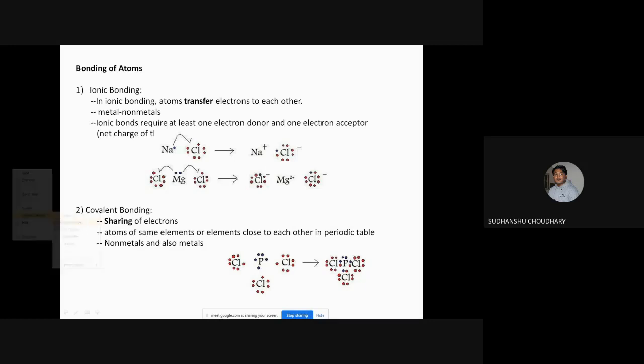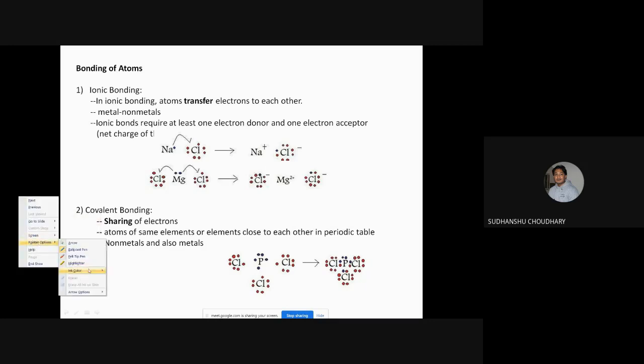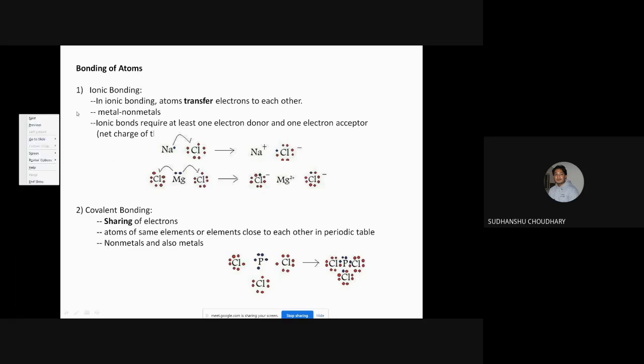Let me select the pointer here. So in ionic bonding, what happens is atoms transfer electrons to each other, right? If there are two or more atoms making a molecule, the atoms are bonded together via an ionic bond, where the atoms transfer electrons to each other. Very important to remember that here atoms transfer electrons to each other.